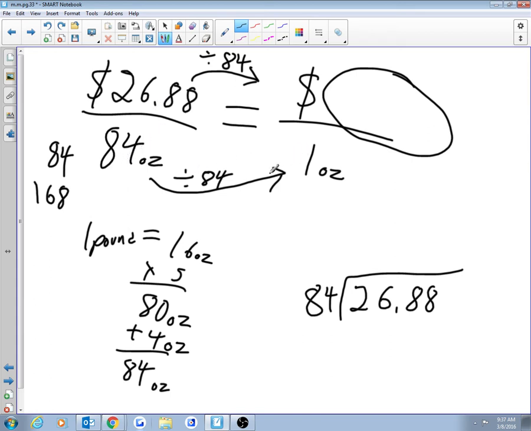We want to know for 1 ounce, divide by 84. 26.88 divided by 84 will give us our price per ounce.